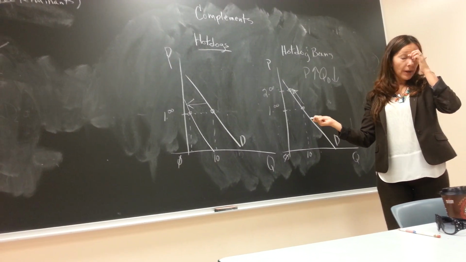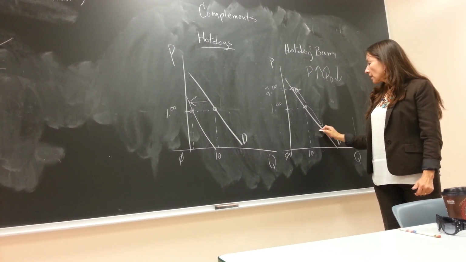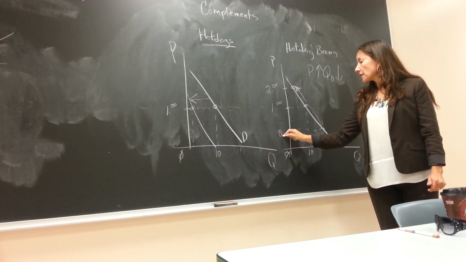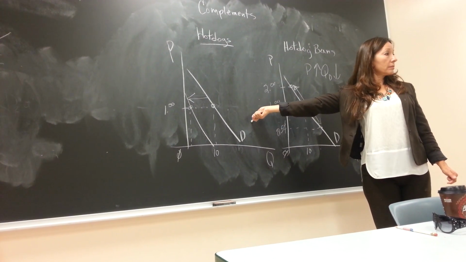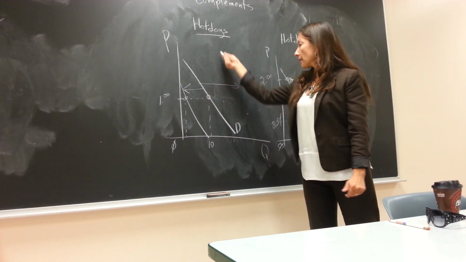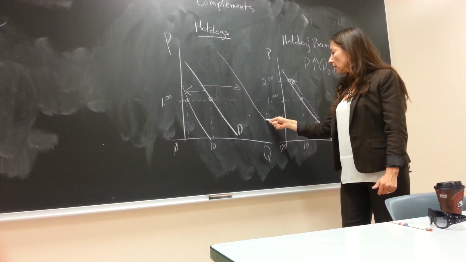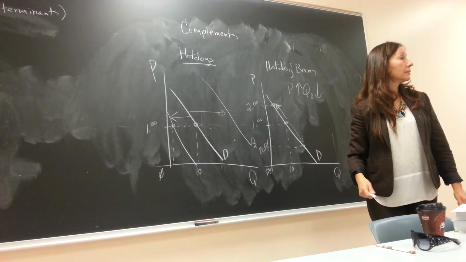Okay. All right, so if the price of hot dog buns goes down, let's say it goes down to 25 cents, what's going to happen to the demand for hot dogs? To the right. It will shift to the right. Which one would go down 10 cents? Hot dog buns.